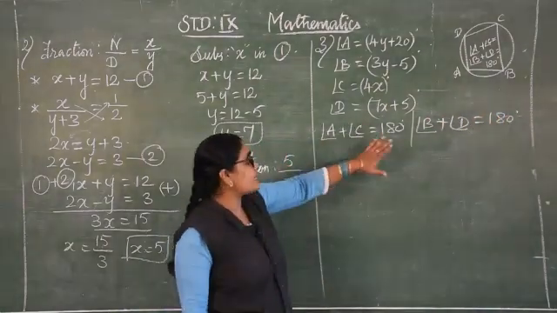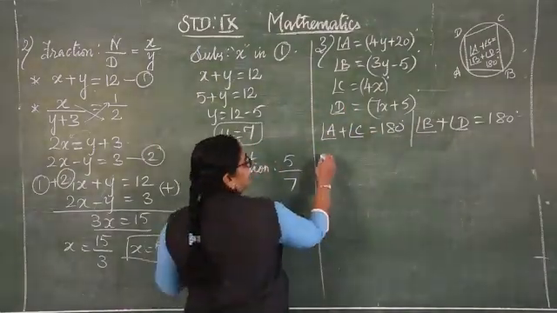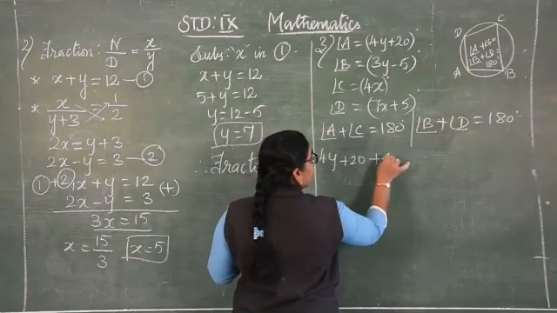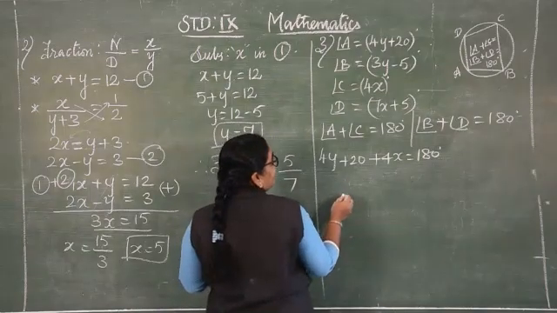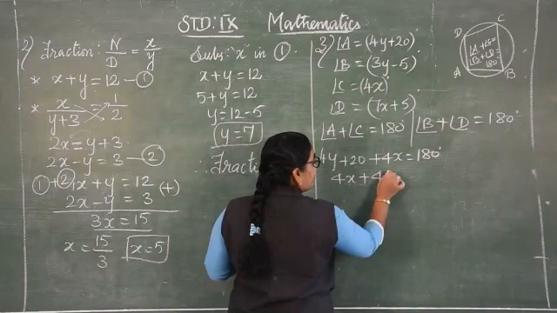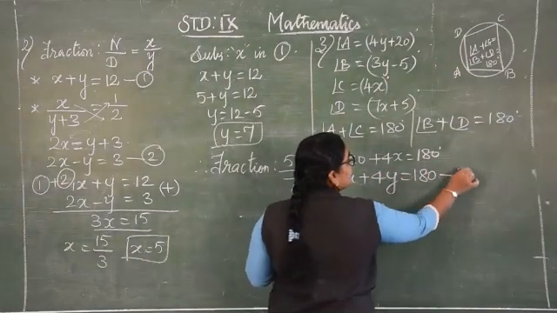These are the two conditions we are using for a cyclic quadrilateral. Now we add that one. So 4y plus 20 degrees plus 4x is equal to 180 degrees. All the degrees only. Now arrange that one. 4x plus 4y is equal to 180 minus 20.